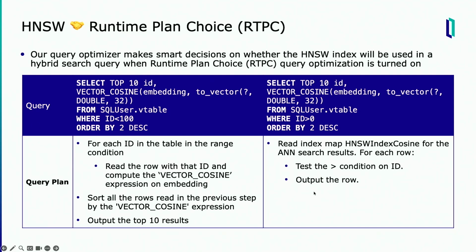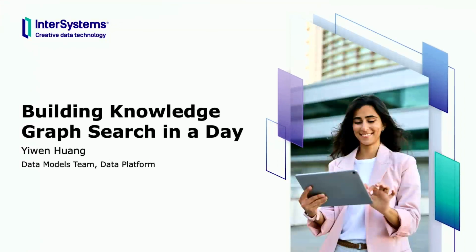So long story short, here I just want to highlight that our query optimizer can give you less burden when you want to use a hybrid search query. You don't necessarily have to know how the HNSW index works. You can just give it a try when the runtime plan choice query optimization is on, and hopefully the optimizer will pick the right plan for you. So now I'm going to pass the mic to Ewan to talk about how she used everything to build a knowledge graph search in a day.